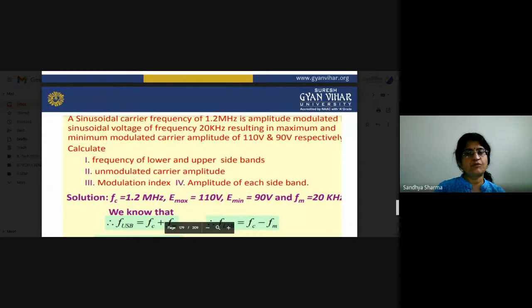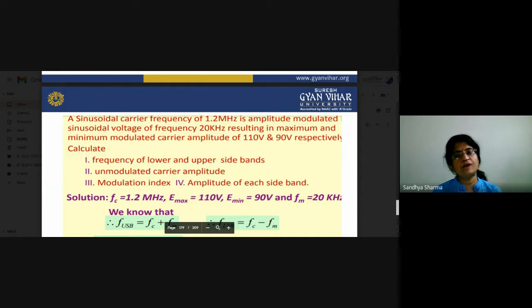Now again there is a problem in terms of Emax and Emin. A sinusoidal carrier frequency of 1.2 megahertz is amplitude modulated with a sinusoidal voltage of frequency 20 kilohertz, resulting in maximum and minimum modulated carrier amplitude of 110 volt and 90 volt respectively.